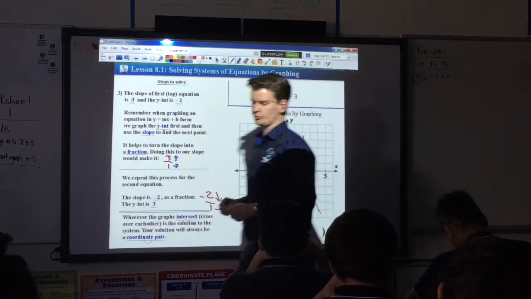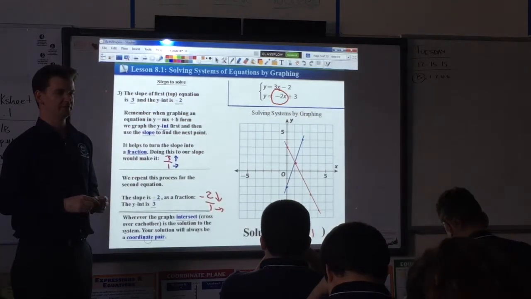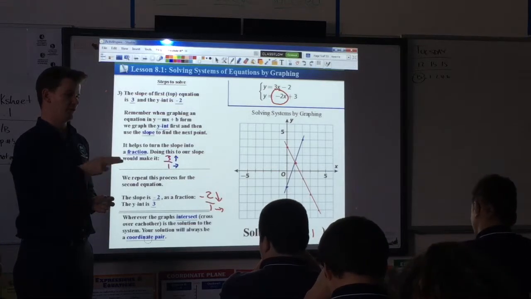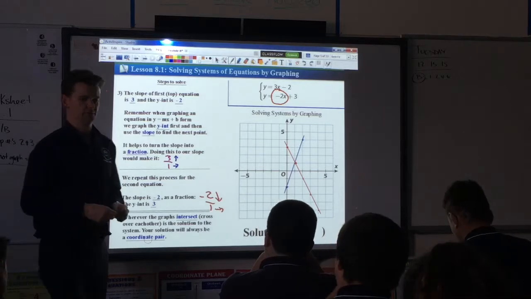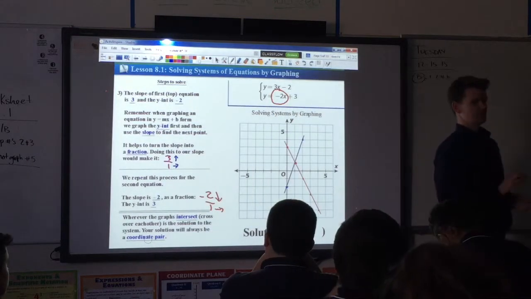Okay, because the numerator, if it's positive, tells us to go up. If the numerator is negative, it tells us to go down. The denominator, if it's positive, we go right. If it's negative, we go left. All right. And no questions on this one?